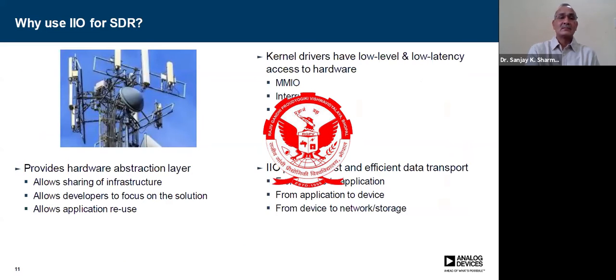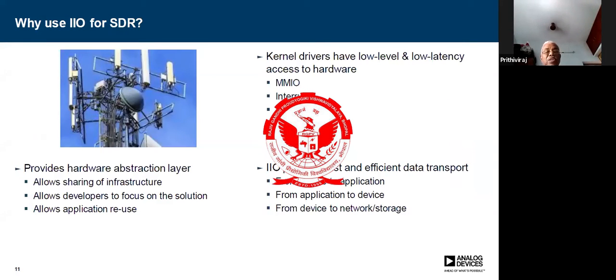So now, why are we using IIO for SDR applications? And you could see how this entire mounting takes place here. It provides the hardware abstraction layers and allows sharing of infrastructure, developers to focus on the solution, application reuse. The kernel drivers have low level, low latency access to hardware. And you have all these types of features built in. And IIO provides fast and efficient data transfer from device to application, application to device, device to network storage, depending on the requirement. So you could see the various antennas which are mounted there, and they are all driven by the systems which are right down below on the HUD and then brought in through suitable RF cables or wave guiding system to the appropriate antennas operating at different bands. Next.